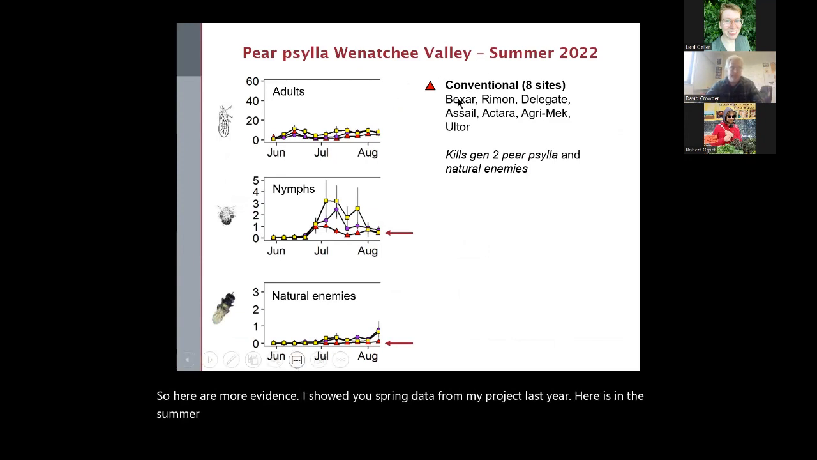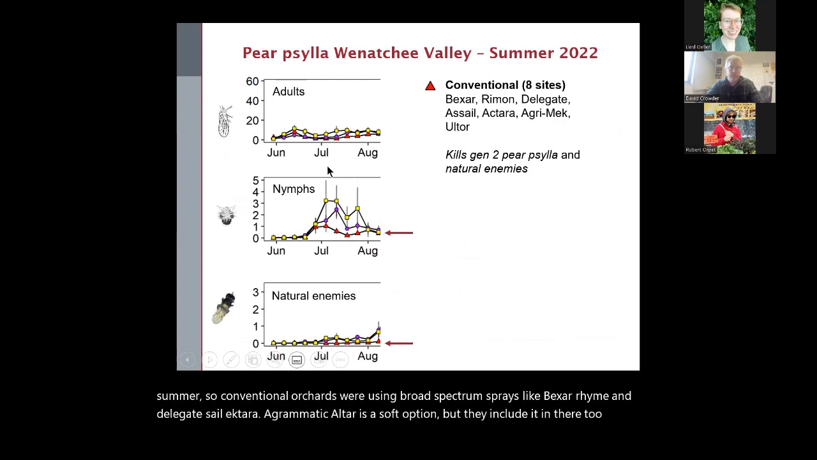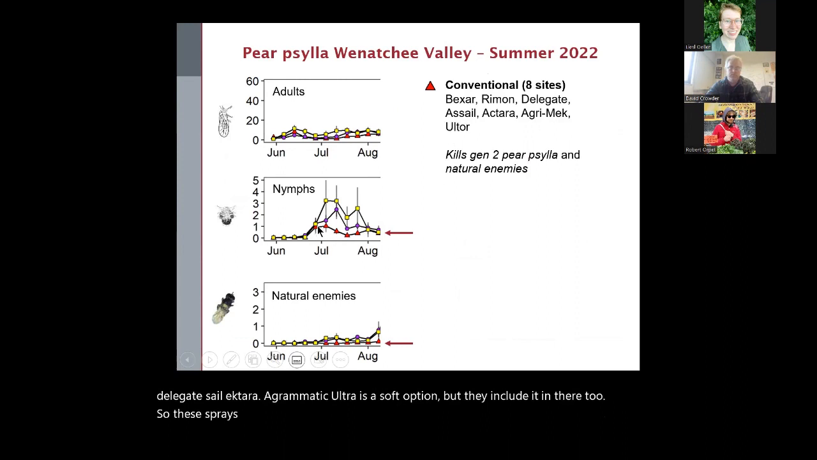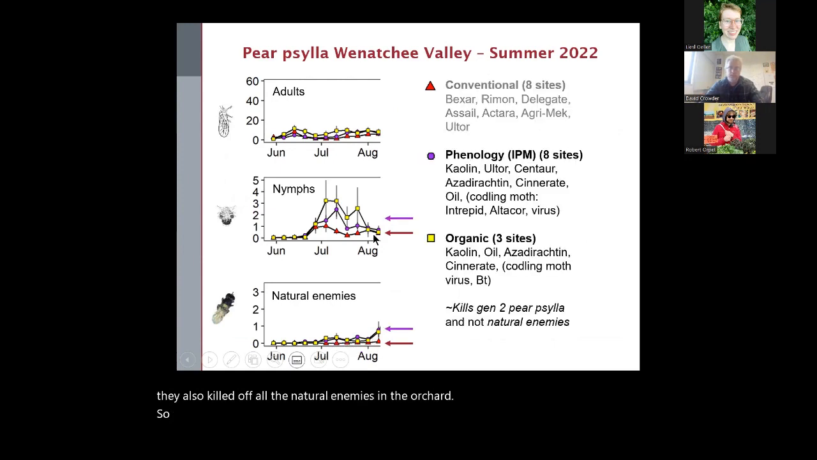Conventional orchards were using broad spectrum sprays like Bexar, Ryman, Delegate, Sivanto, Actara, Agrimec. Altacor is a soft option, but they include it in there too. These sprays did a great job at killing pear psylla nymphs. You can see the red triangles, but they also killed off all the natural enemies in the orchard. So that's the second generation.